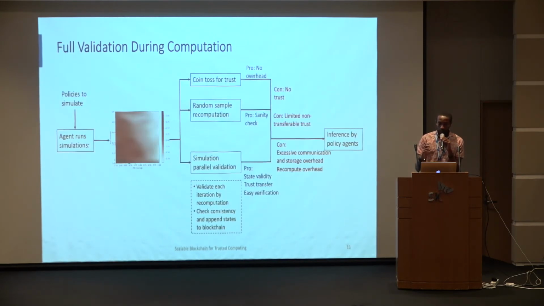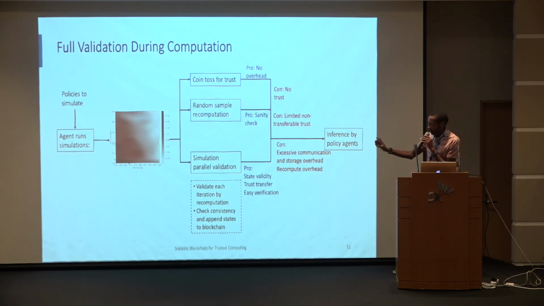And so now, looking at our picture earlier on, we've introduced a third one, which is simulation parallel validation. In this case, it allows us to do validation of individual states or by endorser sets, and also the ability to store on blockchain, which enables us to do verification by checking the chain consistency. Also, the trust guarantees are transferable in this case of blockchain through the ledger.